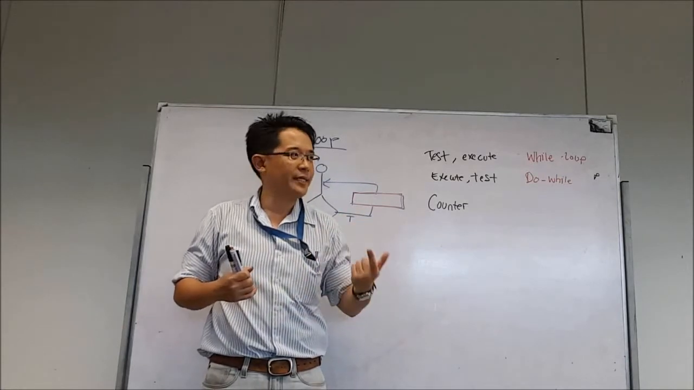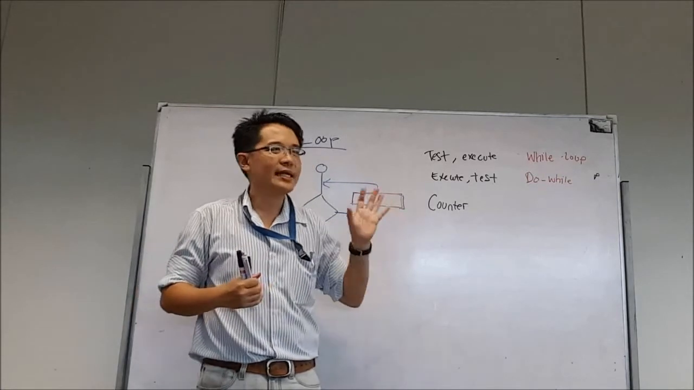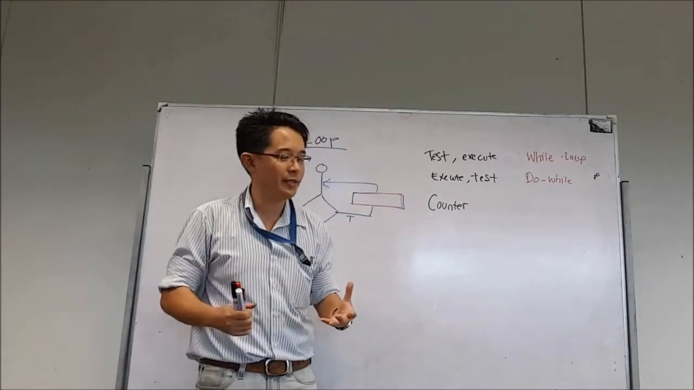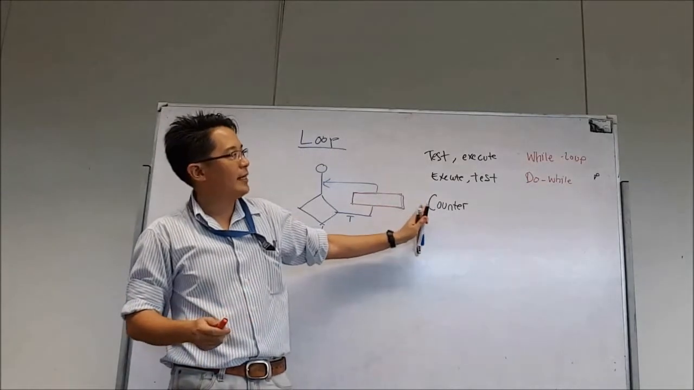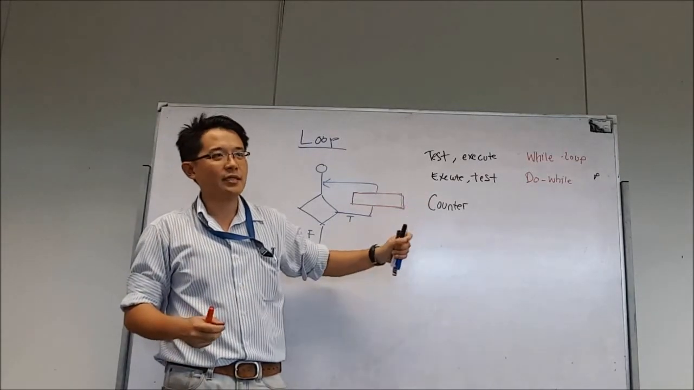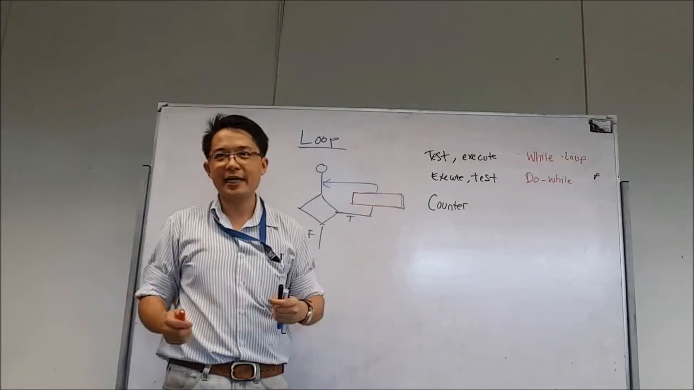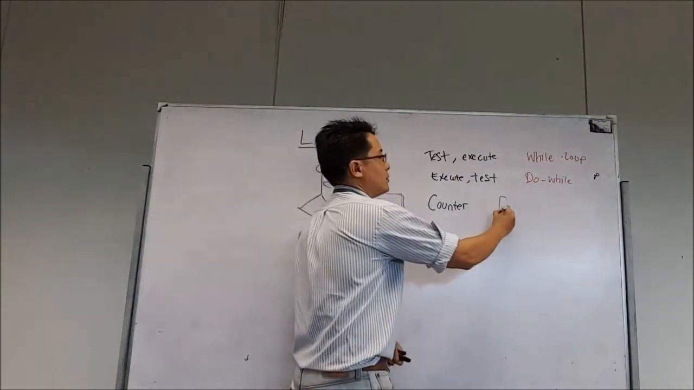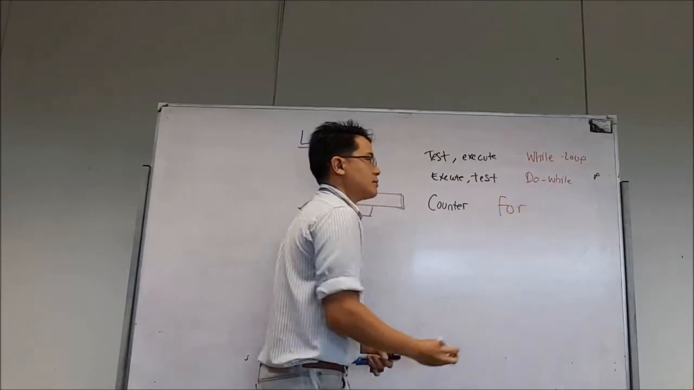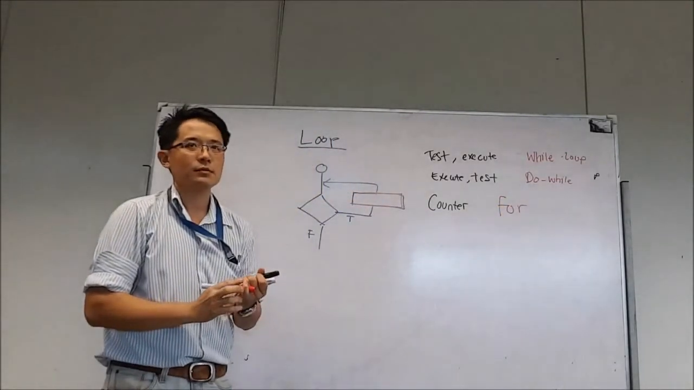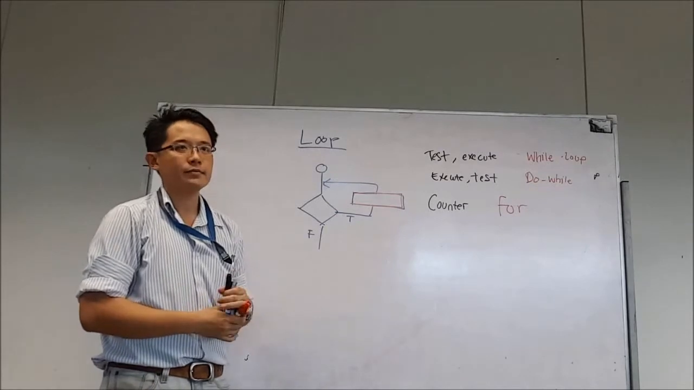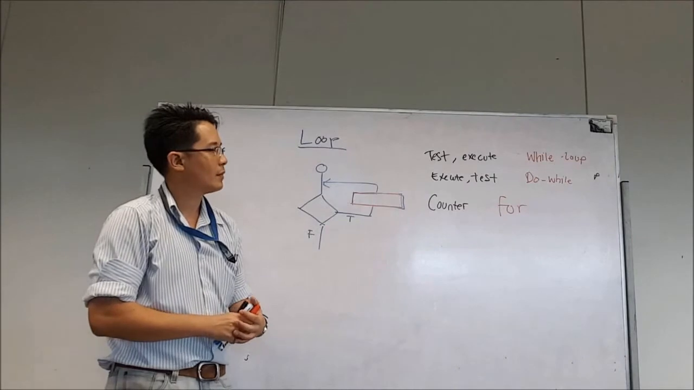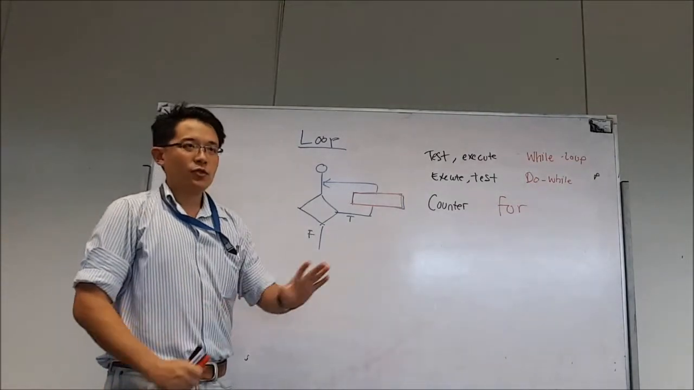Now, the third type is, we already know how many times we want the task to be repeated. Let's say, repeat this task 100 times. We know already, 100 times you need to repeat. So this kind of loop is counter based. There's a counter, 0, 1, 2, 3, until 99, if you want to repeat 100 times. For this kind of loop, we use for loop. So only these three types.